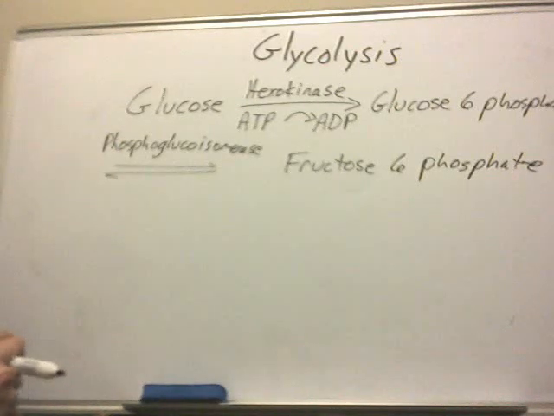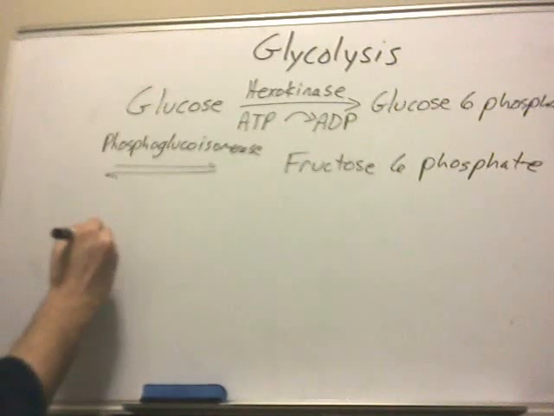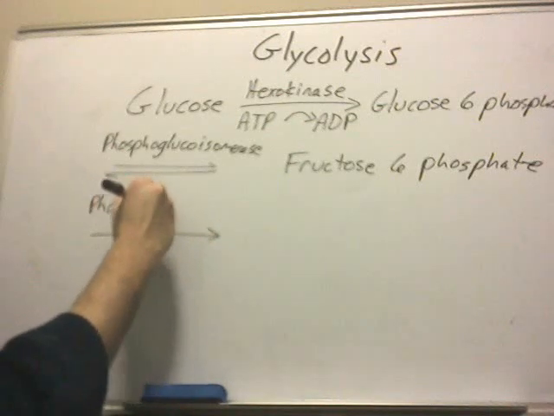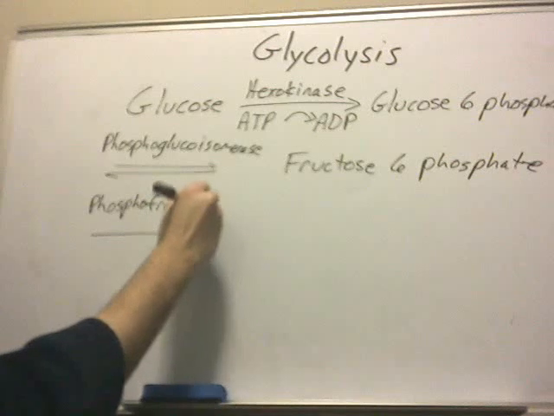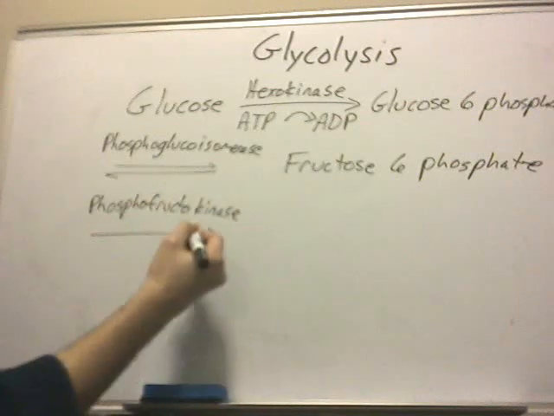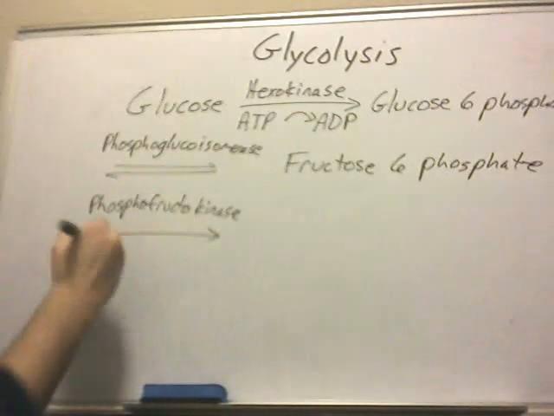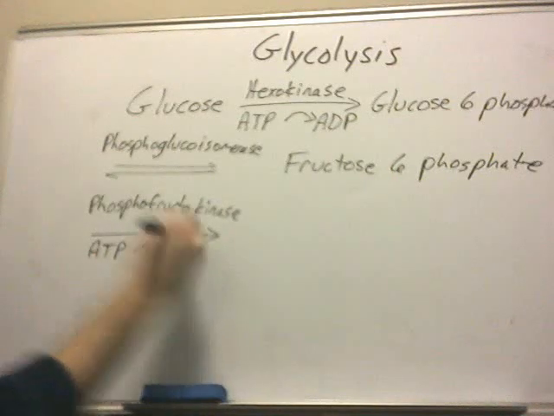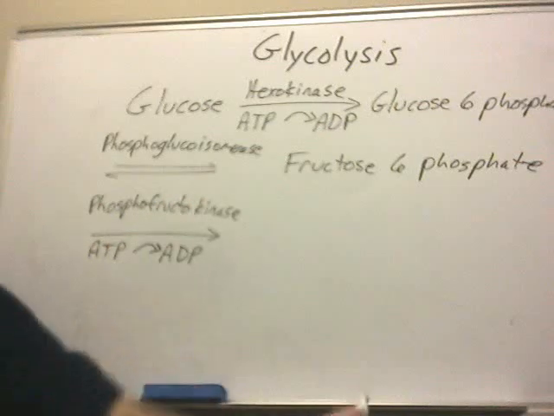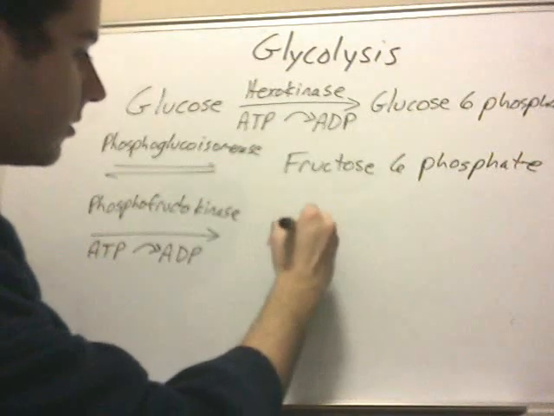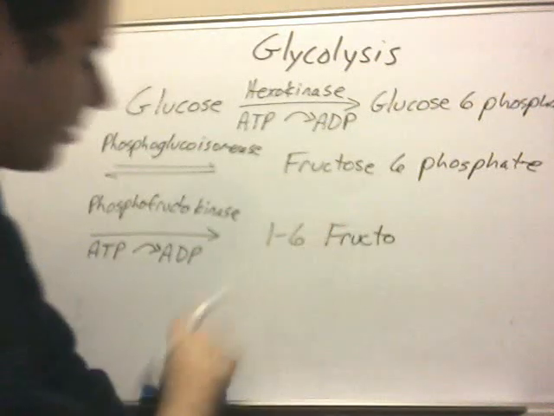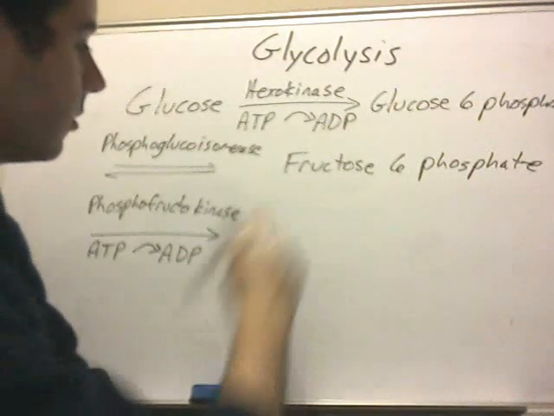So fructose 6-phosphate goes through another irreversible reaction with phosphofructokinase. Notice the arrows each time, whether they're reversible or not. Also, we're going to have another ATP going to ADP because we're adding another phosphate group to fructose 6-phosphate, and we're making it fructose 1,6-bisphosphate.